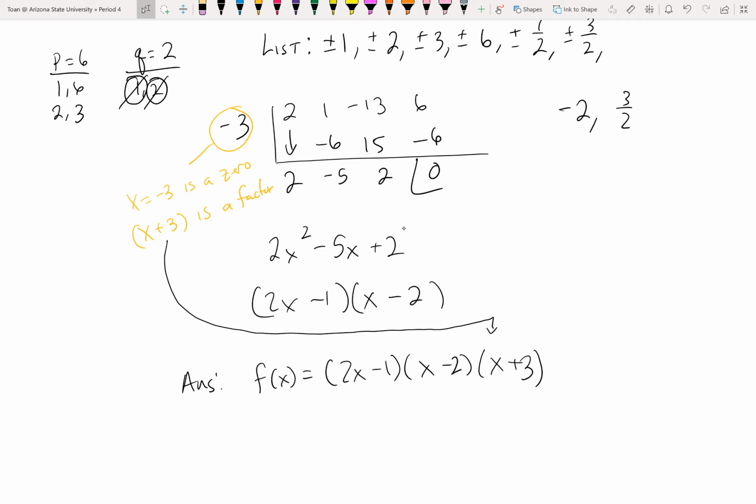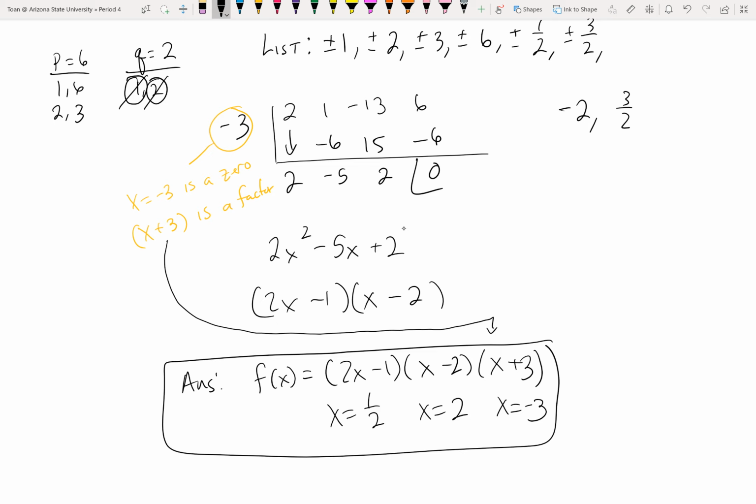And then, of course, once you have it in factored form, it's very easy to find the zeros. The first one is 1/2. The second one is a 2. The third one is that negative 3 that we found. Right. Easy peasy.